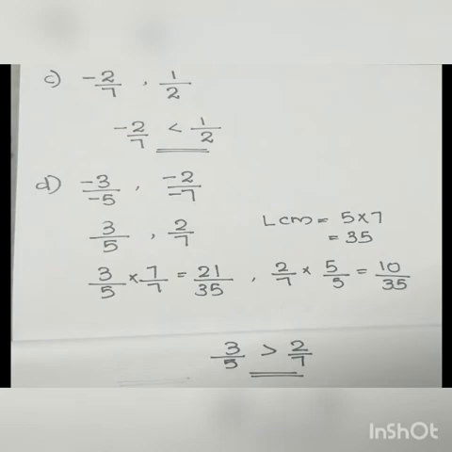If both numerator and denominator are negative, then such rational numbers are positive rational numbers. So that negative sign can be cancelled by standard form, and you can compare using the normal method of comparison of fractions. So this is the way you are comparing rational numbers.